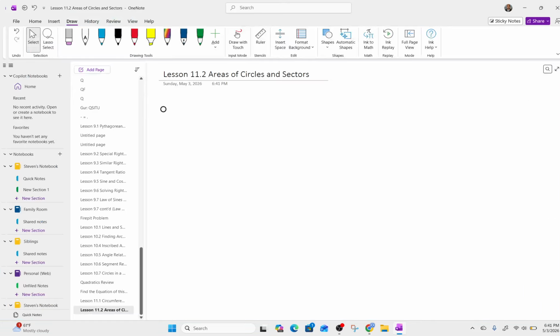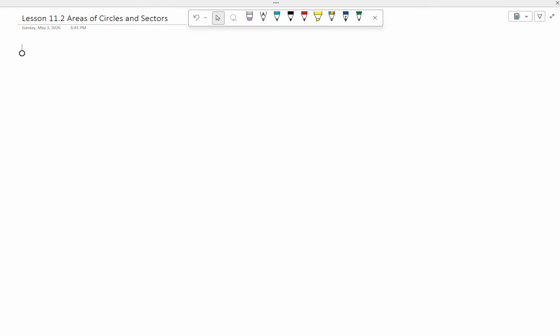Right, so it's a new live stream. This is the instruction for 11.2, which is the area of circles and sectors. So let's go ahead and begin. This should be a pretty quick and straightforward lesson because this is rather formulaic.